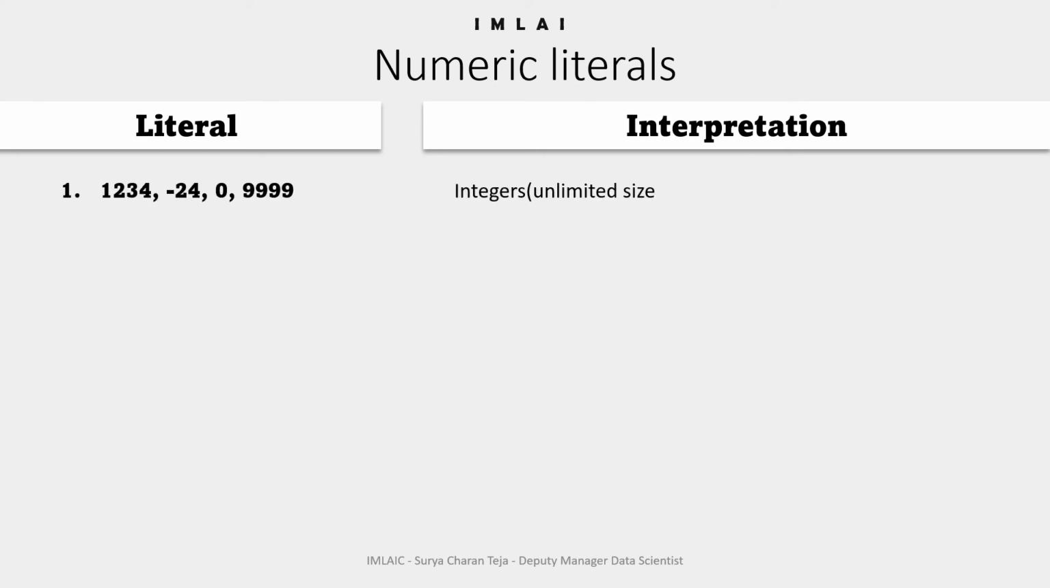So the first one, the famous one, is int, or integer, with unlimited size. The expression is very simple. Use simple numbers. You can see it clearly: 1234, minus 24, 0, 999. Don't add anything. You just simply use it like that. What you get is an int.